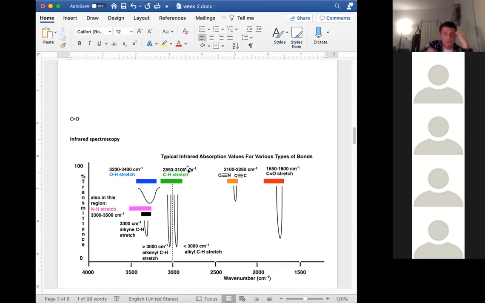And similarly, if you have above 3,000 a big swooping swell, that indicates that there is an OH present. It does not matter if it's a primary, secondary, tertiary alcohol, it can be a carboxylic acid. All of those are still OH bonds. So that just simply tells you that there is an OH present in the molecule.